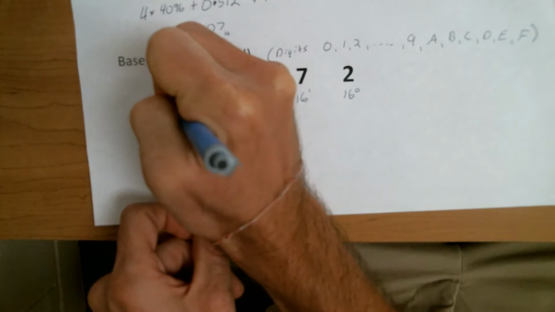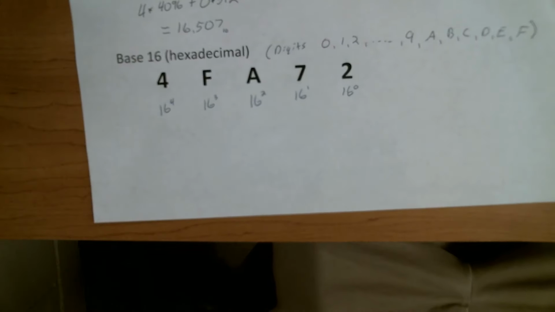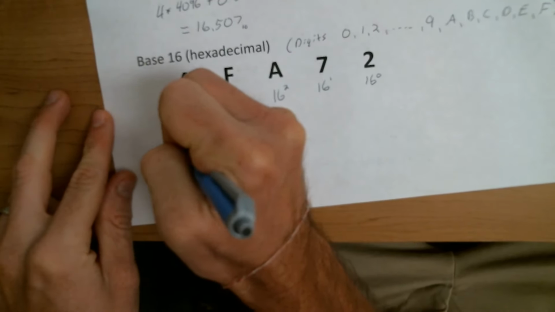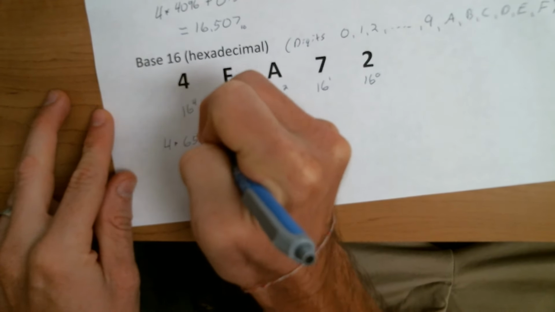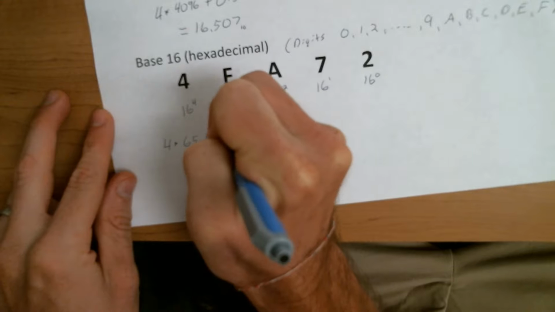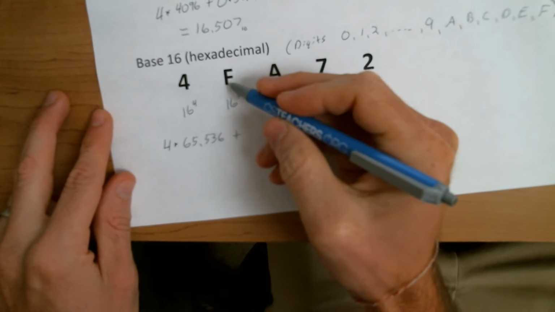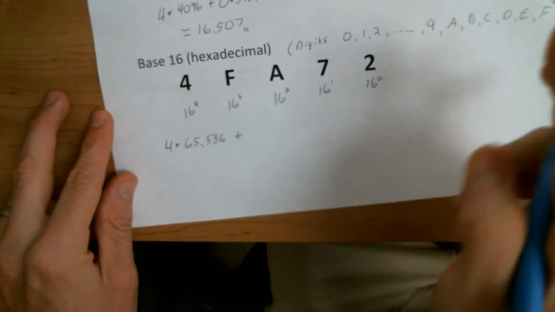This is our 16 to the 4th place. So if we wanted to know what this equals in base 10, you've got 4 times 16 to the 4th, which is 65,536, plus F, remember, is 10, 11, 12, 13, 14, 15.